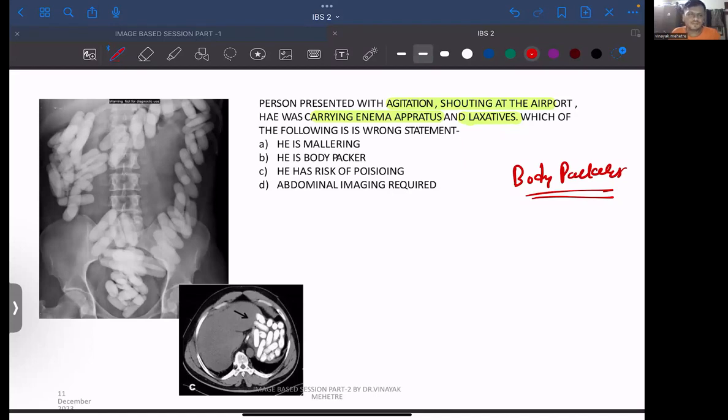What they will do is put the drug in condoms, tight around, and swallow it. They will swallow the condoms, go to the airport, get scanned, and come out. When they reach their destination, they will use an enema or some kind of semi-solid or liquid, and it will come out through the toilet. And they will sell that drug. This is called body packing, and they are body packers.